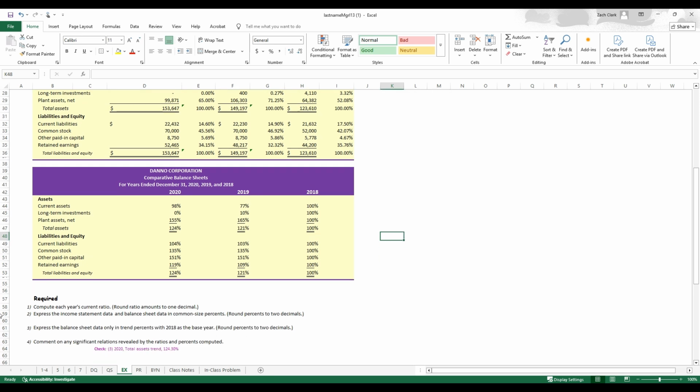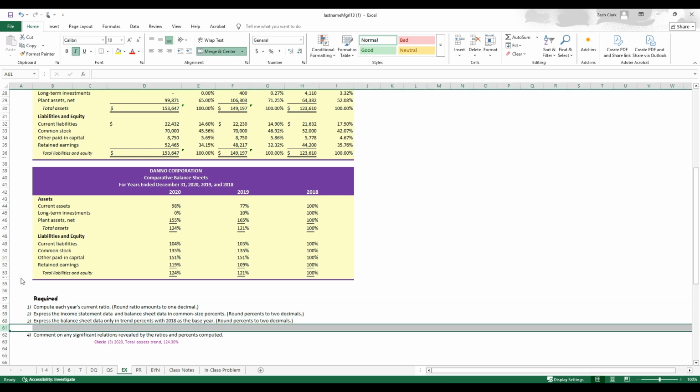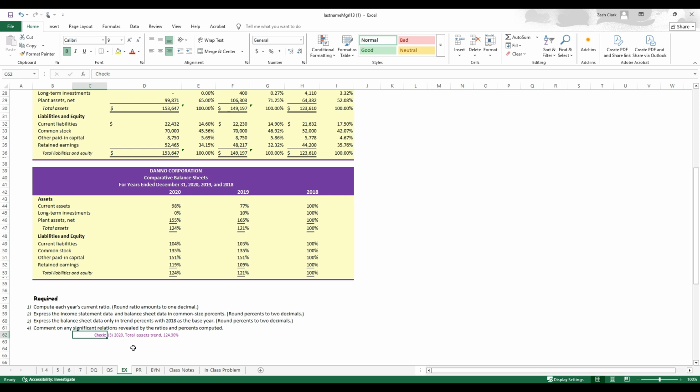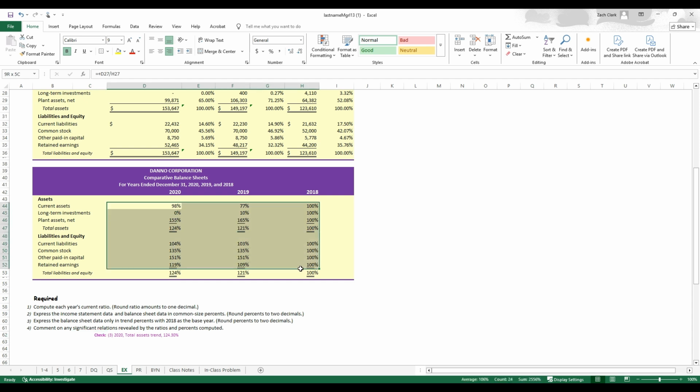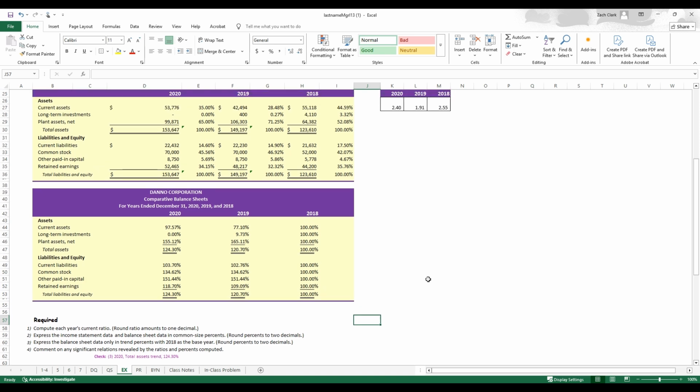Yeah, okay, so that looks good. Now we're on to the last part of the problem here. Oh, we can check ourselves for this one. So 2020 total assets trend 124.3. I guess let's give ourselves a little decimals. So yep, that looks good. Okay, comment on any significant relations revealed by the ratios and percents computed.